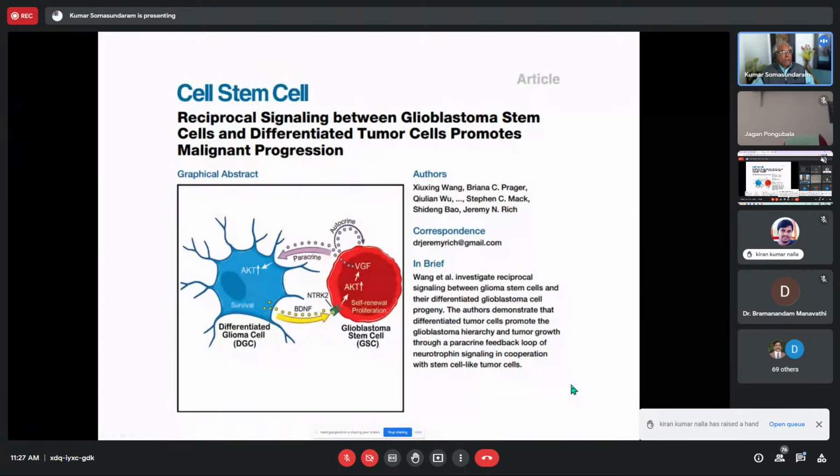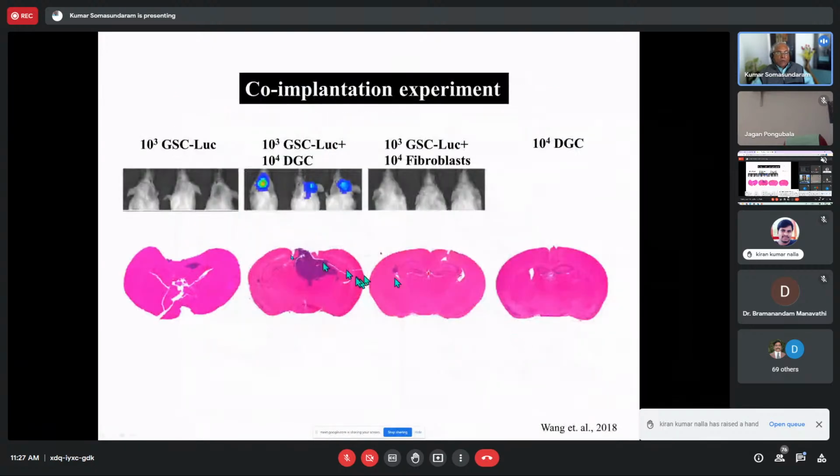This is secreted only by the bulk cells, which are not important for tumor initiation, right? So we used this particular paper where they showed, yes, of course, differentiated cells are not that important. However, in the context of tumor, they showed differentiated cells also play an important role in promoting the growth of the tumors which are initiated by stem cells. So this is an experiment they carried out. They injected stem cells alone, or stem cells and differentiated cells, and differentiated cells alone, and stem cells and fibroblasts.